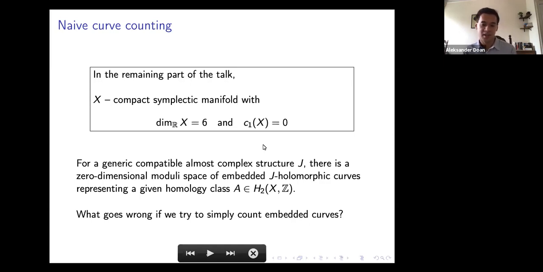But other than that, why can't I just count? So this potential invariant I call naive curve counting. Essentially, there are three problems with this, and I will go through each of them. The first two are not as big and you can actually deal with them. But then there is a third problem, the problem of multiple covers, which is an obstacle for defining such a naive invariant.